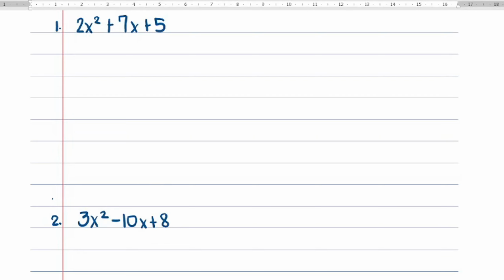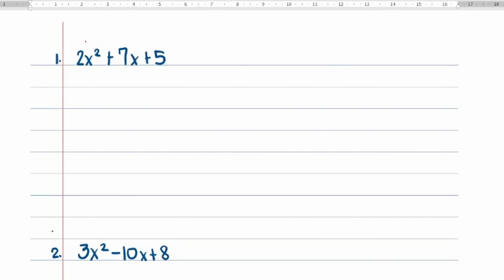Hello, so for this video, we will answer a 10-item activity, factoring general trinomial. So we will be using both methods, the cross and the AC method. So first, what we need to do is break down the first term. So 2x squared is just equal to 2x times x, right?